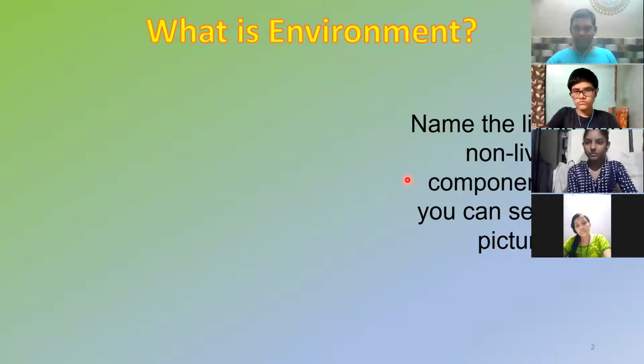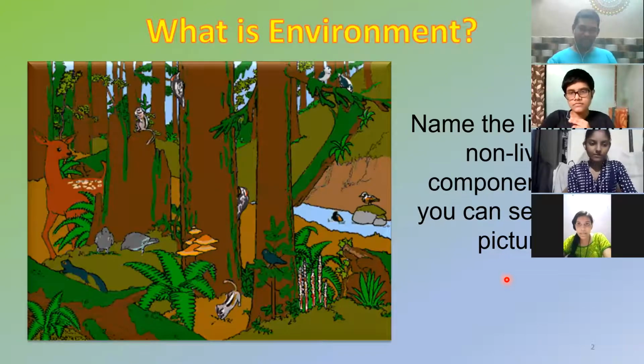So there will be one picture right now on the screen, a small normal picture. You have to look at the picture and tell me which are the living components and which are the non-living components in the environment which you are seeing. Ready, everyone? Easy question, very easy question. Okay, so just observe the picture.